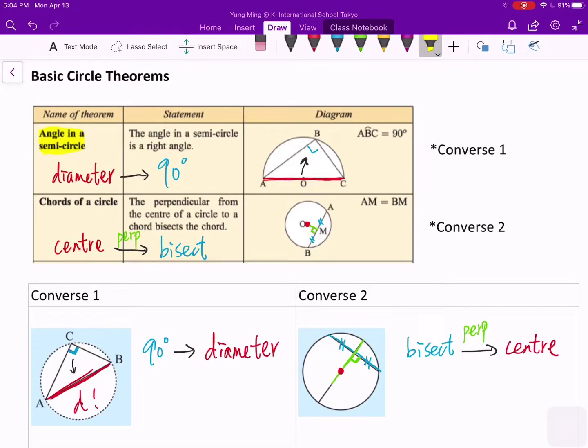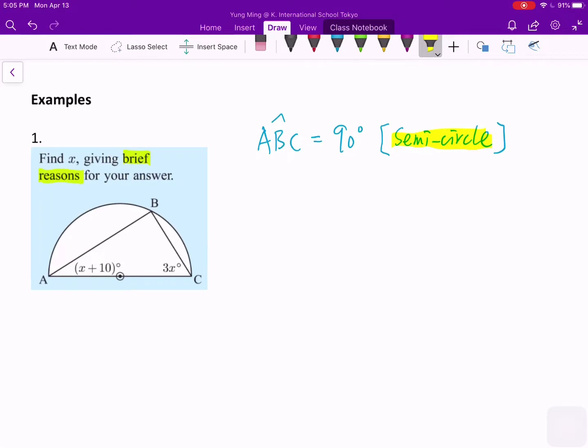Of course, you don't have to actually write the whole name. For example, I just wrote semicircle, then people know that we're talking about this theorem over here. Now I know you definitely have a question. Do we need to memorize all the names? The short answer is no. At least I will provide you with a list of all the names.